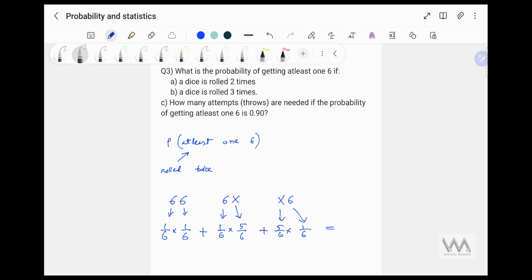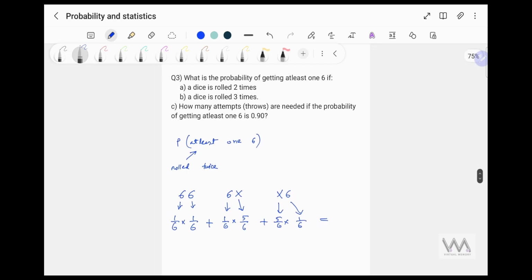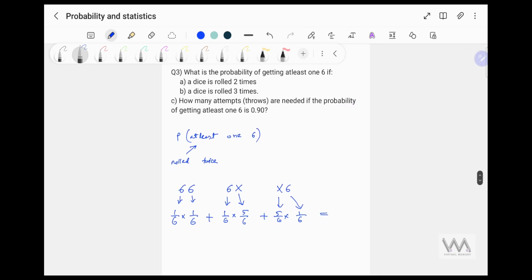Now, as you can imagine, this would become really tedious and almost impossible to do if the number of times the dice is rolled is increased substantially, like 20 times or 100 times. It would be impossible to do this by hand. So we're going to use a different method to make this easy for us.